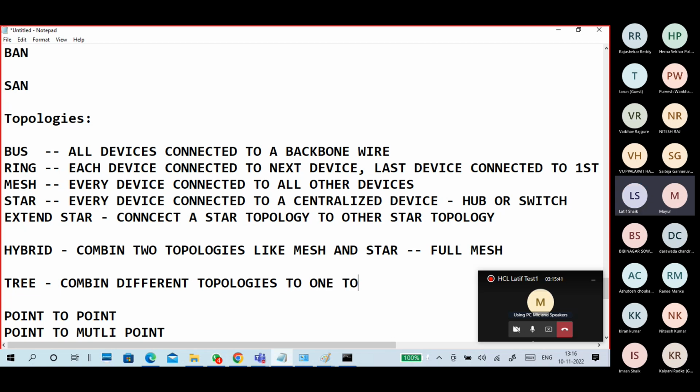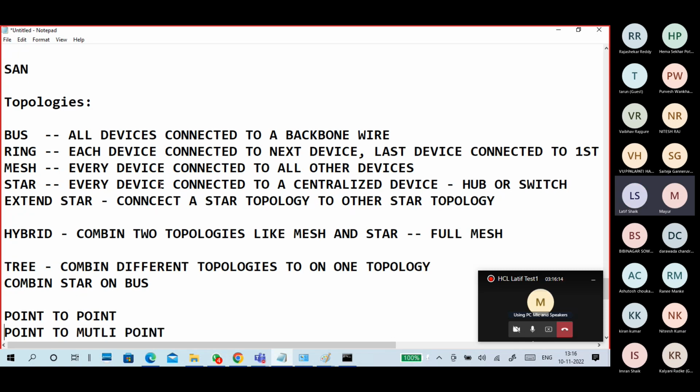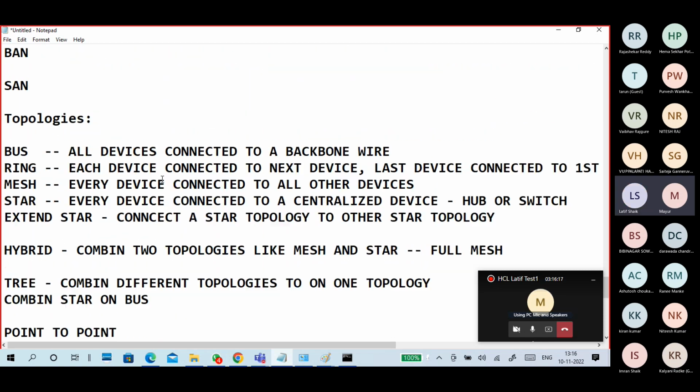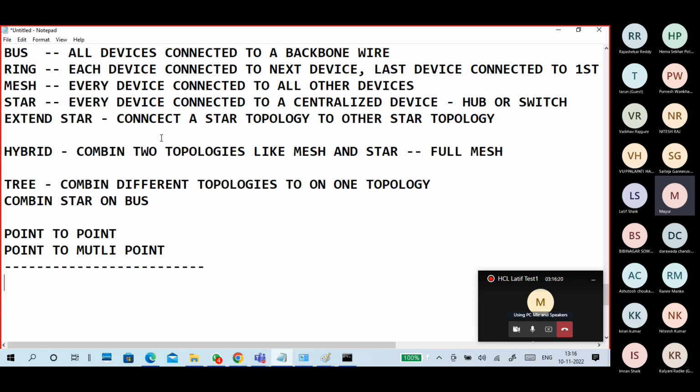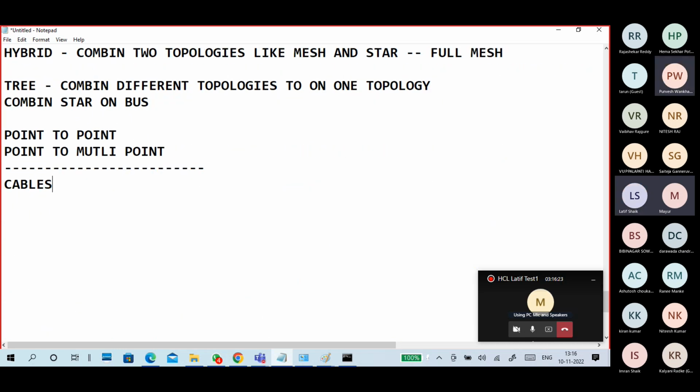One topology, and different topologies, two on one topology, like combining star on the first topology. So that is some point I told, but still cables are important. Just go through cables.